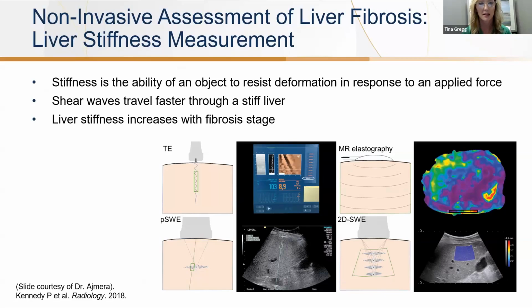So keep in mind that stiffness is the ability of an object to resist deformation in response to an applied force. Shear waves travel faster through a stiff liver, so those numbers will be higher the more fibrosis the patient has. So the liver stiffness increases with fibrosis stage.